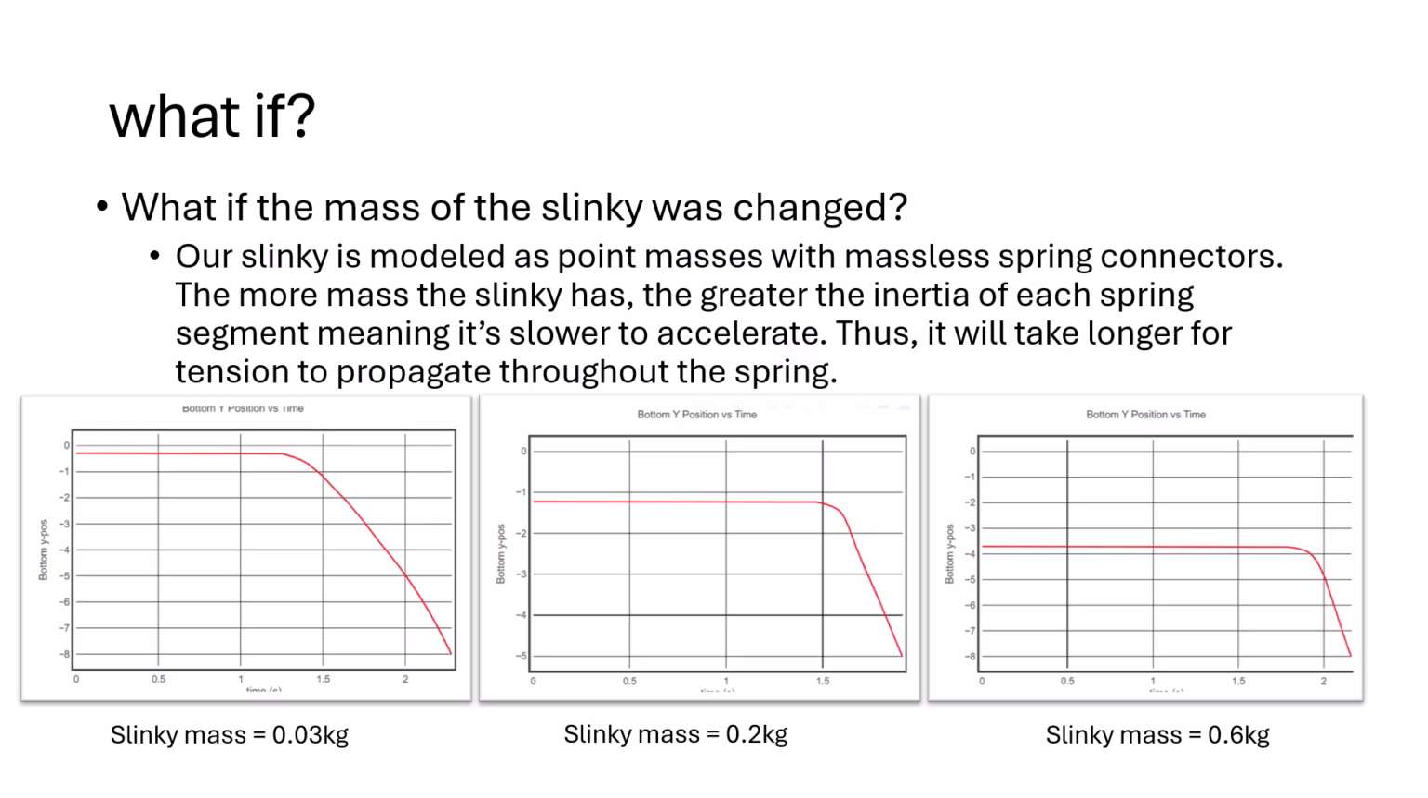This can be seen in the graphs at the bottom, where with a mass of 0.03 kilograms, the model slinky remains stationary for around 1.25 seconds, whilst the slinky, which was 0.6 kilograms, remained stationary for nearly 2 seconds.